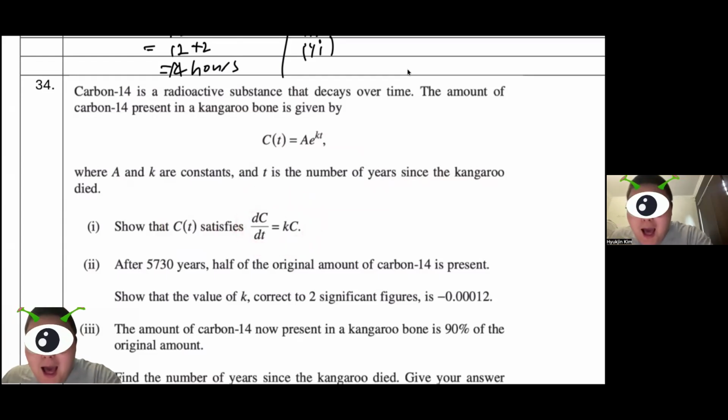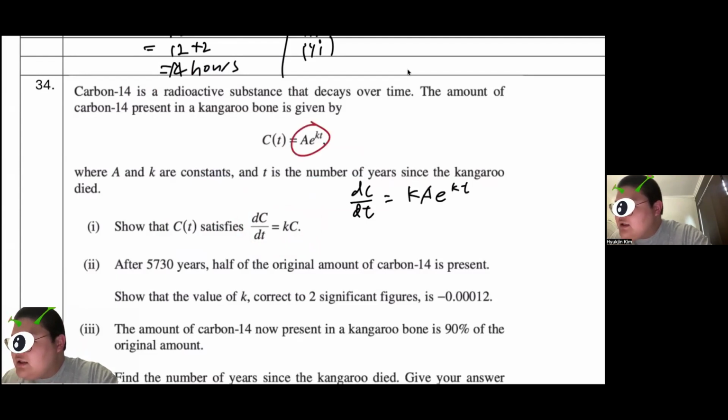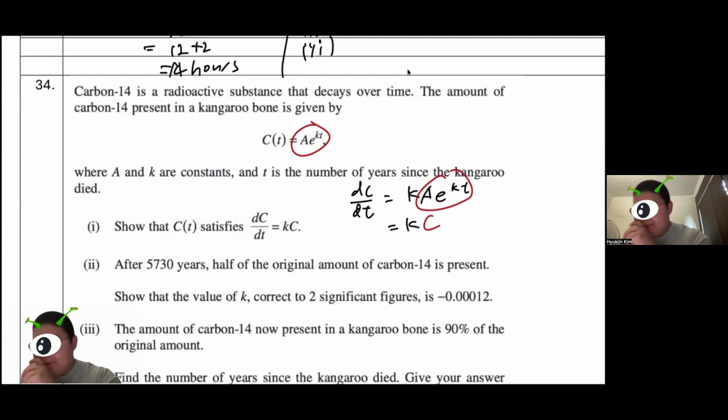Well, let's see. dC on dt equals, well, k is just a constant, right? So we just times the k, A e to the power of kt. What do you notice? This is just C. Do you see? k times C. And we've shown question i.